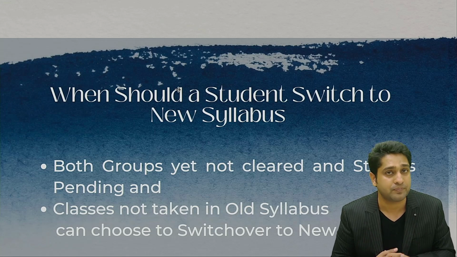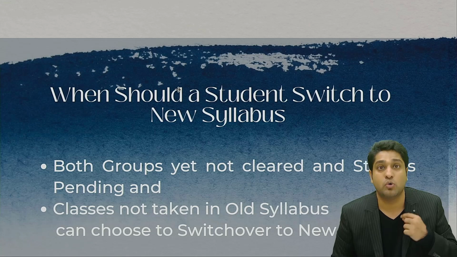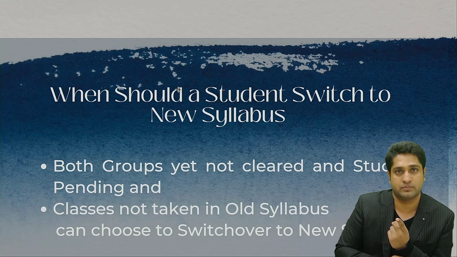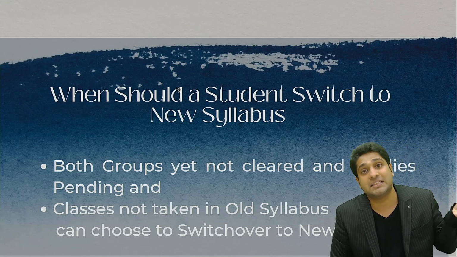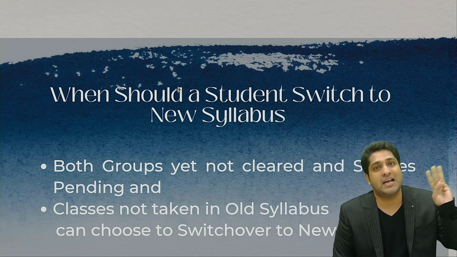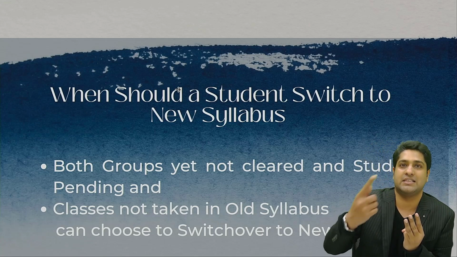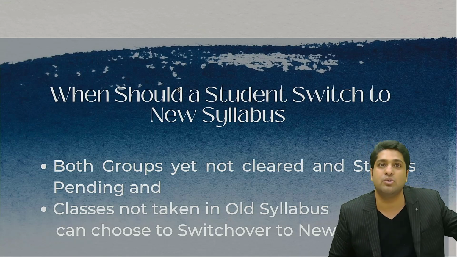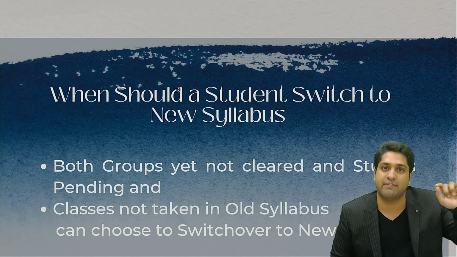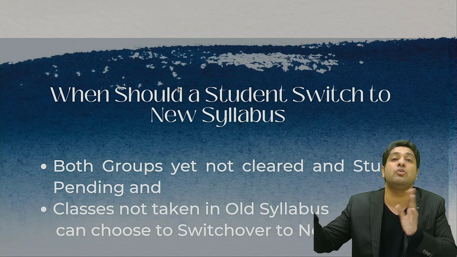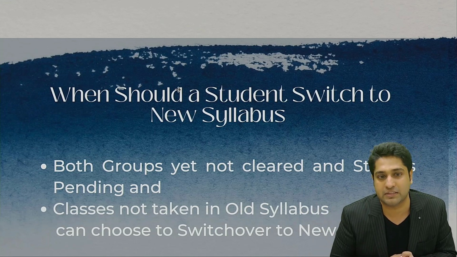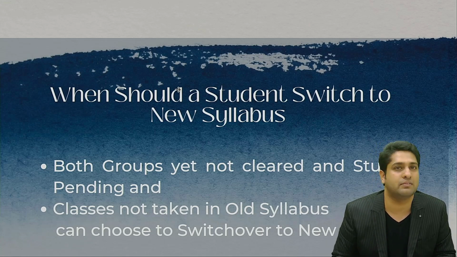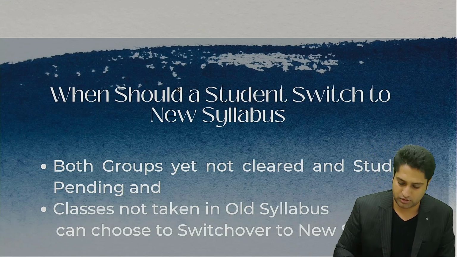Now, who should switch over? If you've not given both the groups, both groups are pending, studies of both groups are pending, and classes are also not taken. Because if you've taken classes of the old group, then switching over to the new group, tax is now not MCQ, accounts is not MCQ, FM is not MCQ, so you might have to study a little differently. So if someone has not taken classes and not cleared any group, they should go ahead and switch over to the new syllabus.